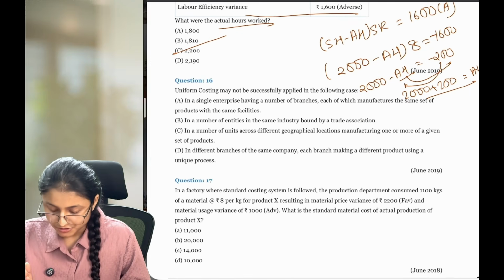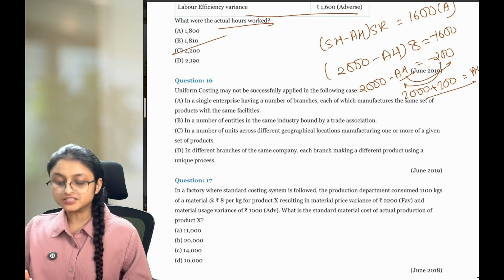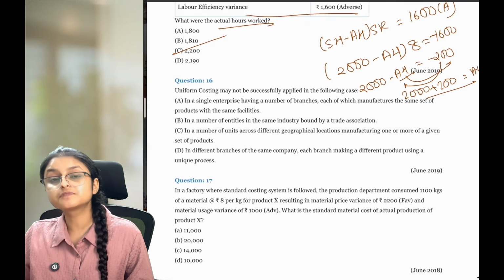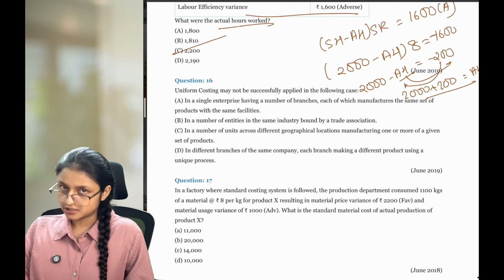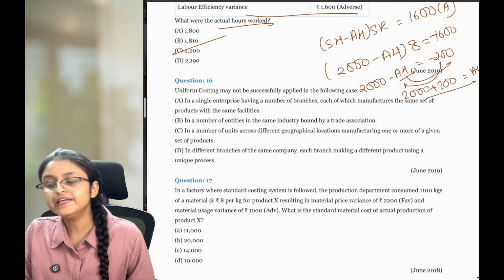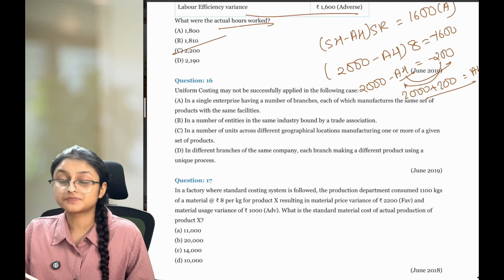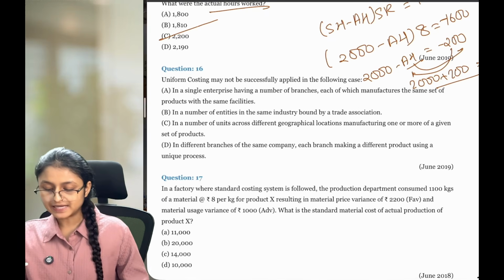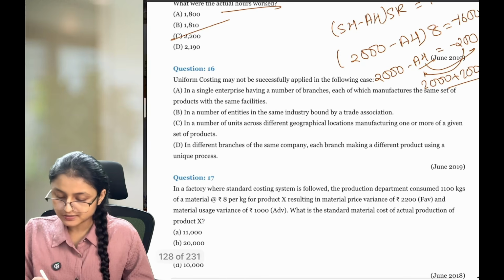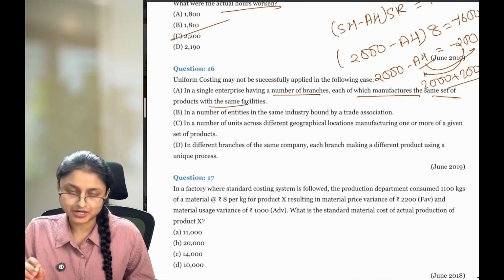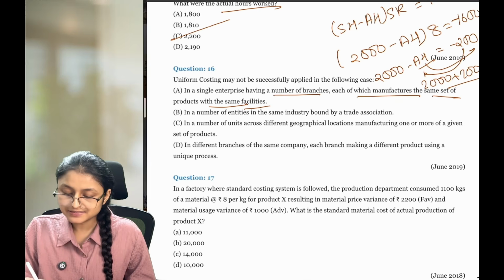Done. Next. Uniform costing may not be successfully applied in the following case. What is uniform costing? Applying the same type of costing principles for different industries or different divisions of the organization. We do that only when we have similar kind of products manufactured in that different areas. Okay? So when you're not going to apply that, when your products are different. In a single enterprise having a number of branches, each of which manufactures the same set of product with the same facility. Product is same, facility is there, you can use uniform costing.